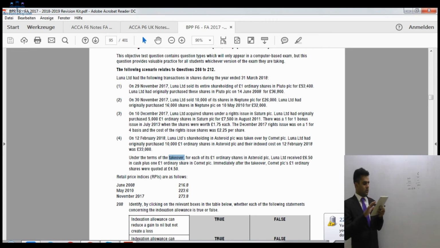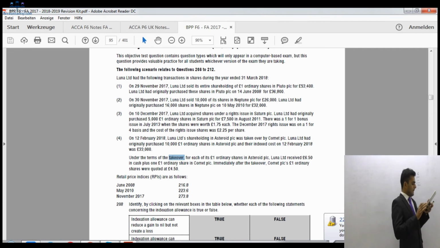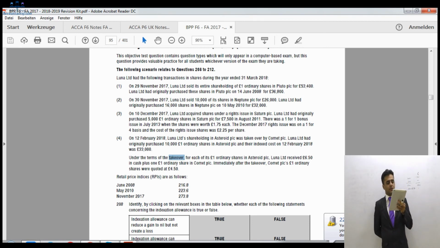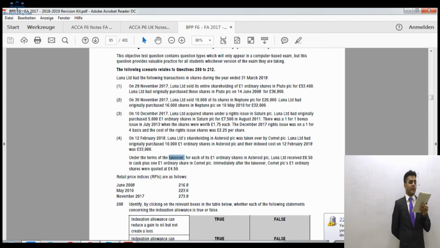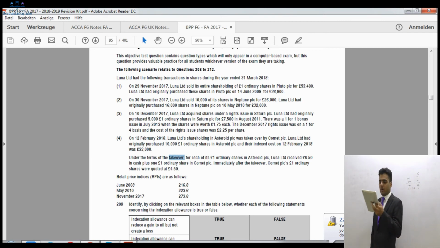I think so. Let me check on the notes as well. Sorry, divided by, not latest, divided by the earliest date of RPI. So we'll divide that by the earliest date. Alright, so that's how we calculate the indexation factor. Then we'll deduct the indexation allowance out of that, and the remaining amount is our chargeable gain, which was required in the question. That is our question number 209.